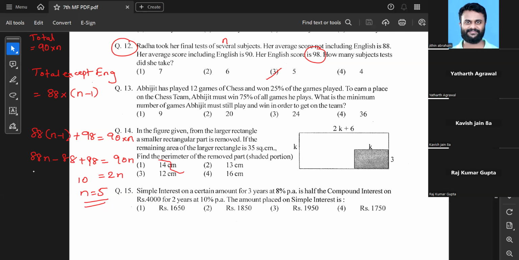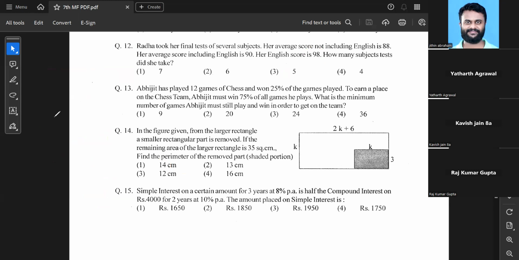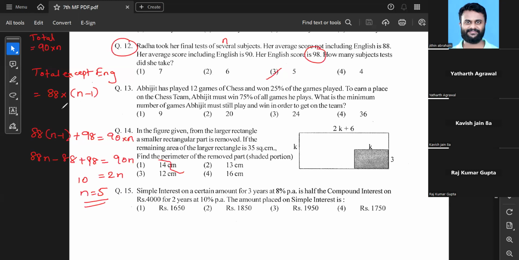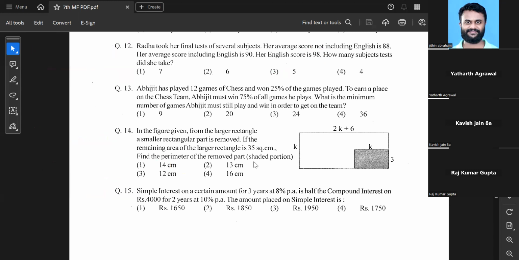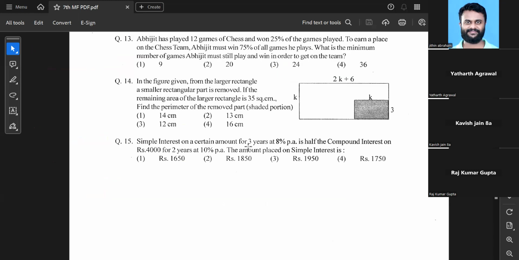Proceeding further, I'm erasing this now. No, sir, wait 1 minute. Okay, thank you. Yes, sir, finished. Thank you.